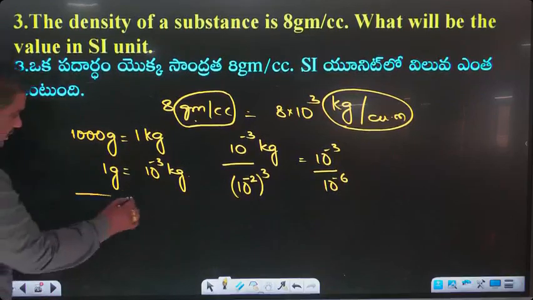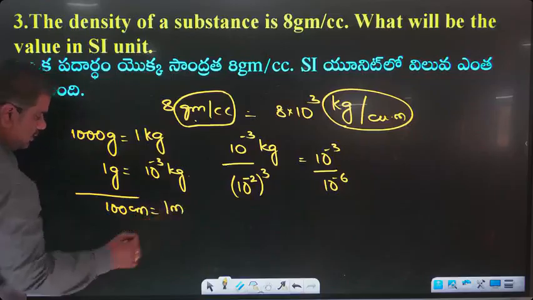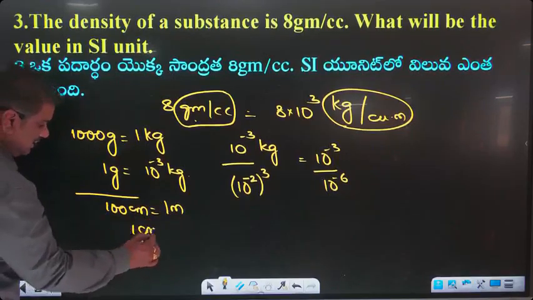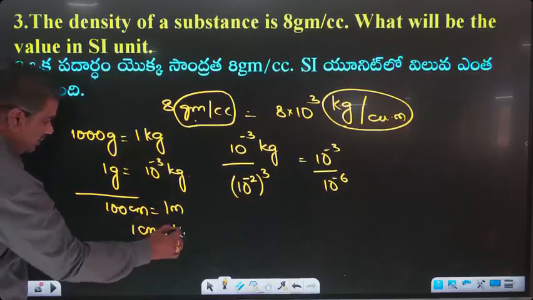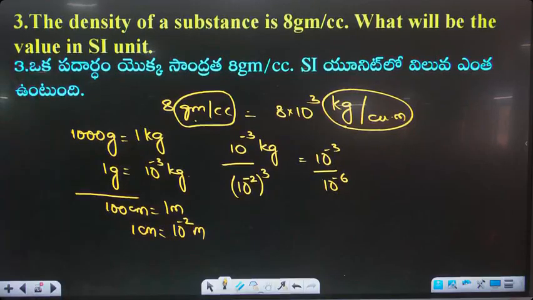At the same time, 100 centimeters equal to 1 meter, or else 1 centimeter equal to 1 by 100. That is, we write this as 10 power minus 2 meters.